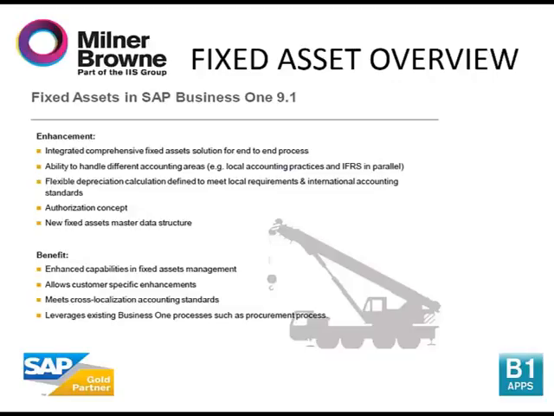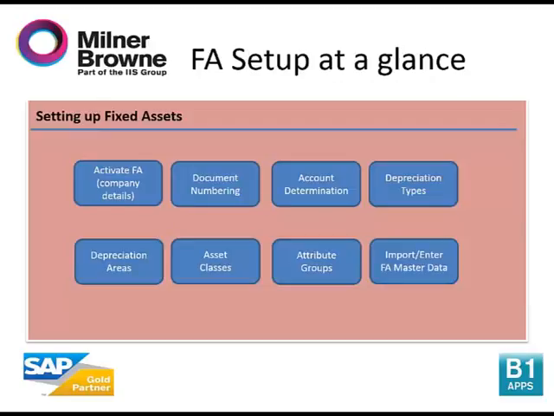So let's take a look at actually what's involved in setting up a fixed asset. Well, there are certain steps involved, and primarily the first thing, of course, is to activate the fixed asset function. This is done through your company details option, which is in administration, system initialization, and it's simply a tick box option to activate the fixed assets. And within that, there's an option to specify whether the depreciation is run monthly or on a daily basis. So that would be for the overall company.